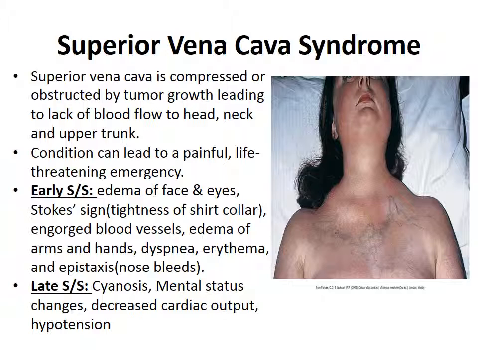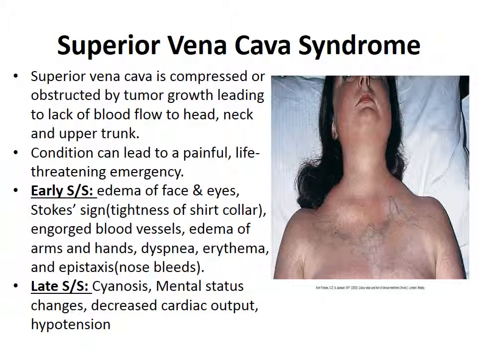Early signs and symptoms of superior vena cava syndrome include edema of the face and eyes, Stokes sign, in which the patient experiences a tightness around the neck like a shirt collar, engorged blood vessels, edema of the arms and hands, dyspnea, erythema, and epistaxis or nosebleeds. Late signs and symptoms include cyanosis, mental status changes, decreased cardiac output, and hypotension.